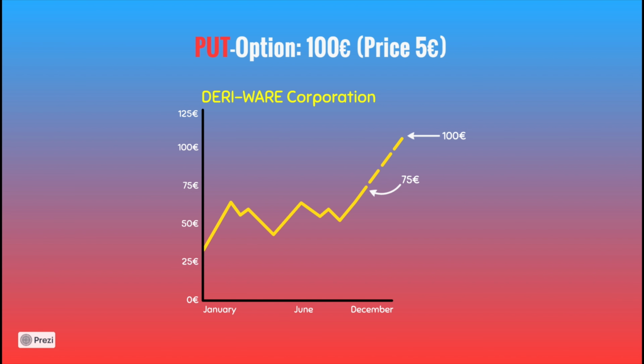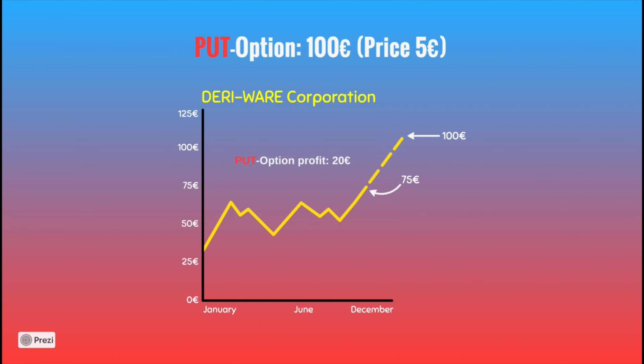Once again, we ask ourselves what profit or loss the put option has generated for us. In our example, we exercise the put option and collect 100 euros from selling the stock. The difference from the stock price at the expiration date represents the profit from exercising the option, which amounts to 25 euros. We then subtract the 5 euros paid for the option, resulting in a profit of 20 euros from the put option. So, 100 euros minus 75 euros minus 5 euros.